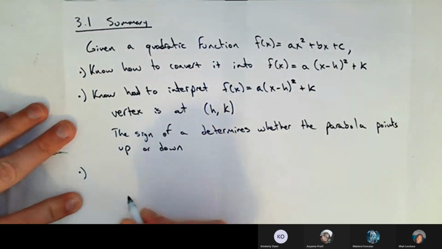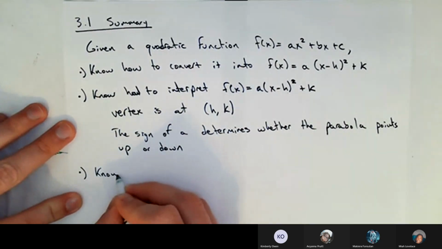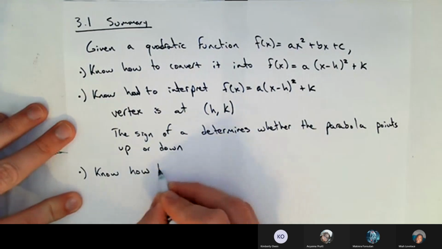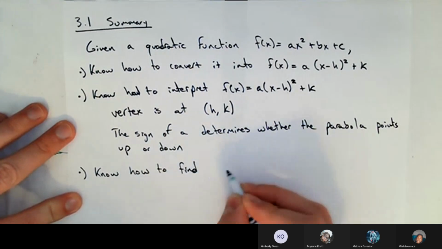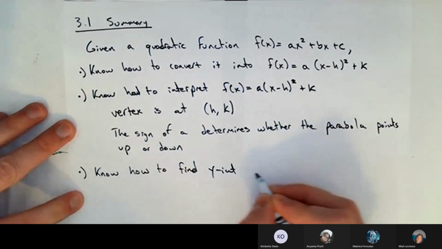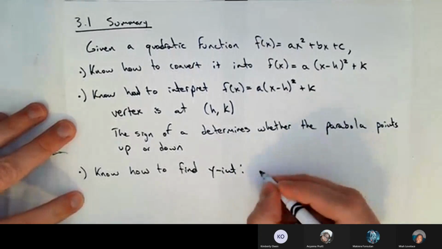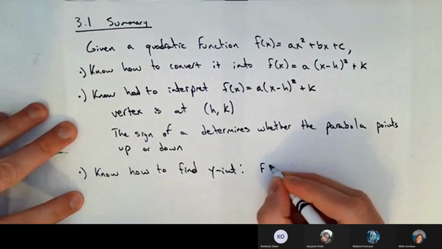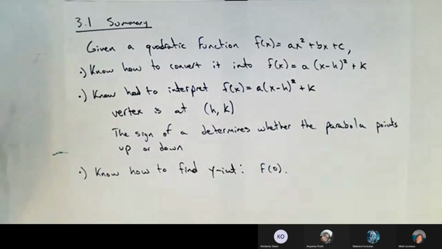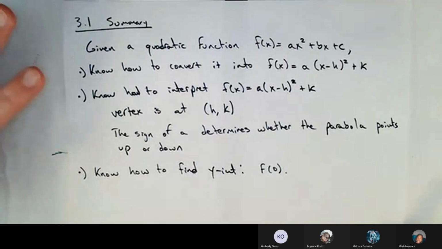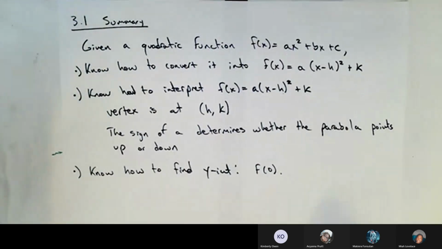Let's see, we also need to know how to find the y-intercept. And to do that, you just evaluate f at 0. So you literally plug in 0 into the function and just see what the output is. That will be the y-coordinate of your y-intercept.